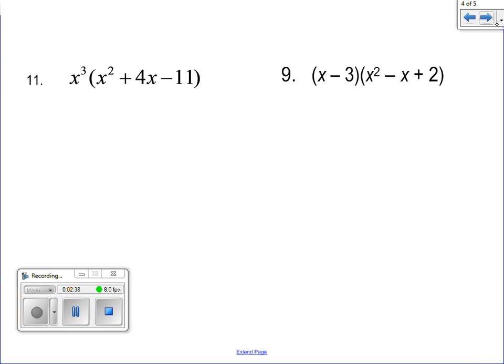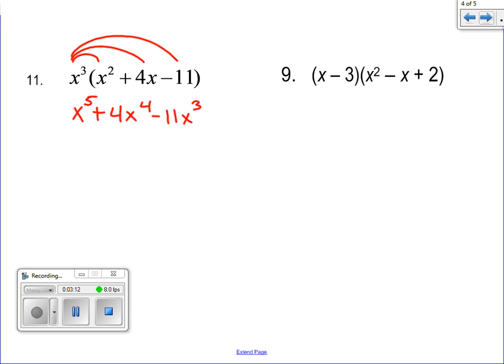All right, moving on. I have the easier of the two multiplication problems. First one is just a straight distributing problem. So, take x cubed. I apply that in. I get x to the 5th. Remember, add exponents when you multiply their bases. X cubed times 4x makes 4x to the 4th. And x cubed times negative 11 is minus 11x cubed, or negative 11x cubed, depending on how you want to say that.